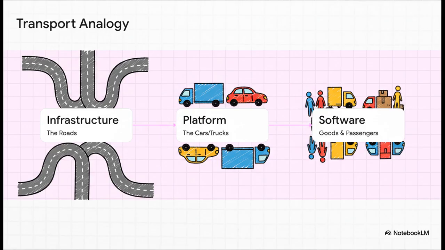Think of infrastructure as a service, or IaaS, as the roads. The provider builds and maintains the roads for you. Platform as a service, or PaaS, is like the cars and trucks. It gives you the tools to build things and move them on those roads. And finally, software as a service, SaaS, is the whole point of the trip, the passengers and goods getting from A to B.